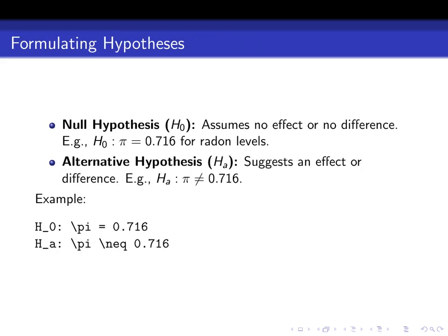Moving on, we'll talk about formulating hypotheses. This involves setting up both a null hypothesis, which assumes no effect or no difference, and an alternative hypothesis, which suggests there is an effect or difference. For example, we might hypothesize that the proportion of homes with high radon levels is equal to or different from a known state average.